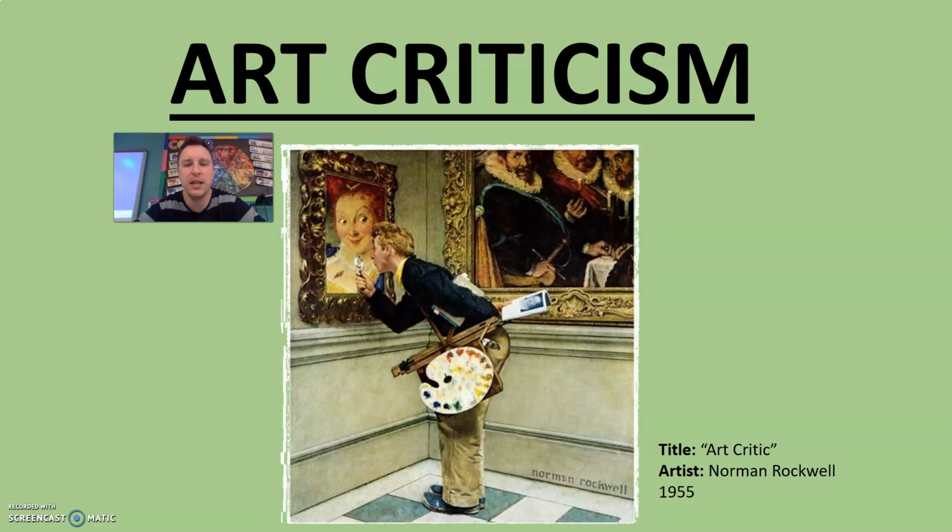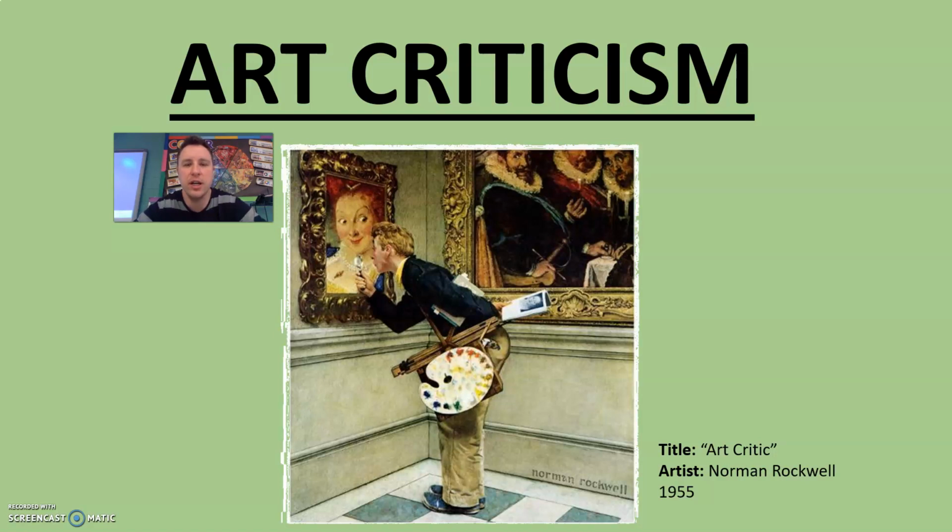So the first slide here, there's an image entitled The Art Critic, and it's by an artist named Norman Rockwell, who's a very famous American artist. In 1955, that's when this painting was created. He portrayed people in America in everyday situations, just to kind of represent the Americana, the overall culture of people during the times.